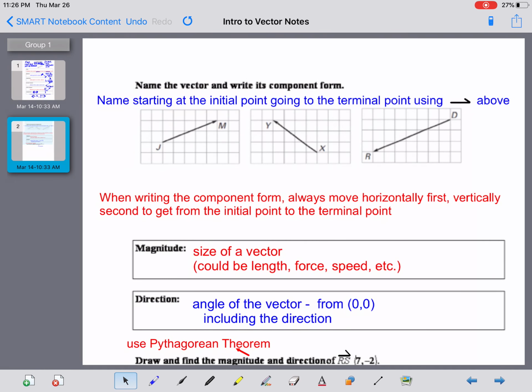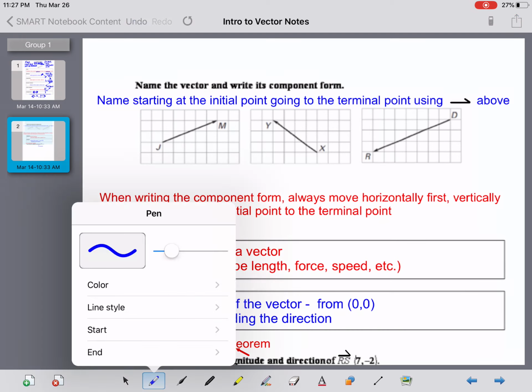So once again, I have quite a bit written here that's not on your note sheet. So again, feel free to pause the video and copy it down if you need to. So we're going to practice naming a vector and writing its component form. So one thing I want to remind you, and this is another difference between a ray and a vector. I'm going to change colors on here so I can show up a little bit better.